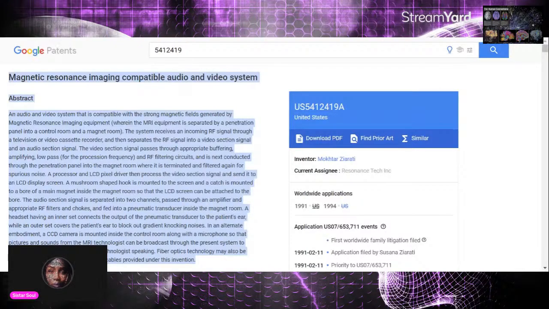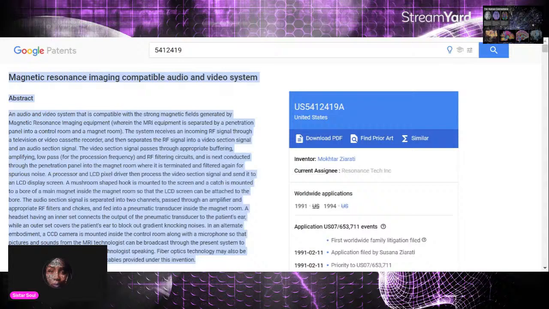So using this component so that they can now what? Direct it. Remember, it said in the beginning about directing the frequency and the sequence to do certain things. This is where this component comes into effect, to be able to direct and use it for certain specific things, right? For the processing of the frequency, the RF filtering circuits and is next conducted through the penetration panel into the magnet room, where it is terminated and filtered again by the spurious noise.